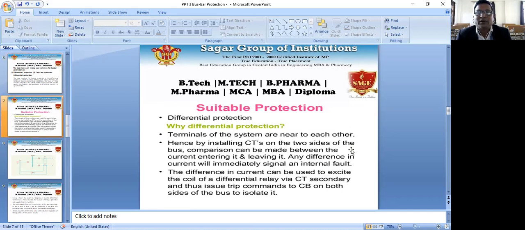In differential protection, the terminals of the system are near to each other, and CTs are installed at the two ends of the bus. Comparison can be made between the current entering and leaving it. Any difference in the current will immediately signal an internal fault. The difference in the current is used to excite the coil of the differential relay through the CT secondary, and thus issue a trip command to the circuit breakers on both sides of the bus to isolate it.